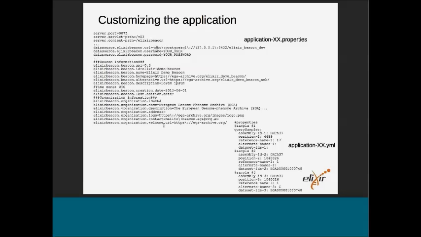In the application.properties, you have the information about the beacon and the organization that controls this beacon. So if you want to deploy your own beacon, you have to change this with your own information. And in the application.yaml, here you can specify three examples of queries that work for your data.